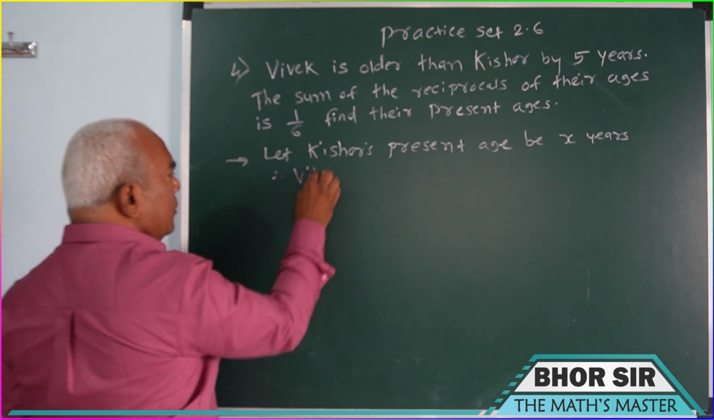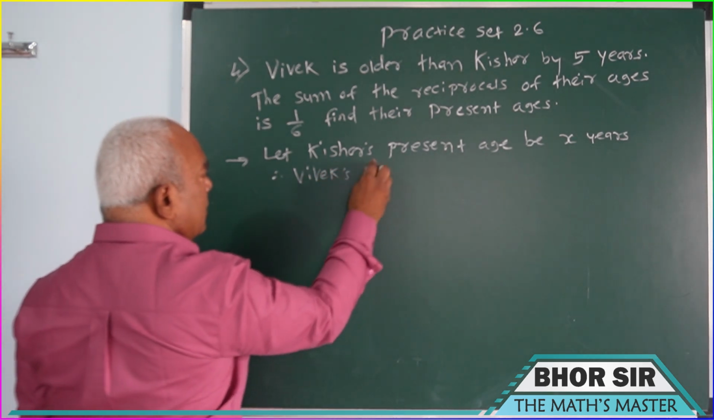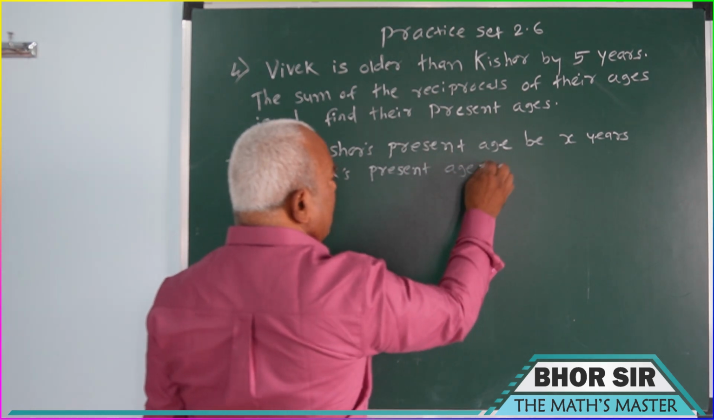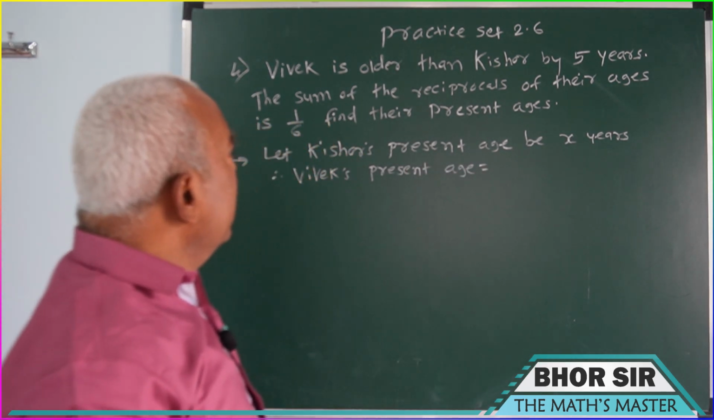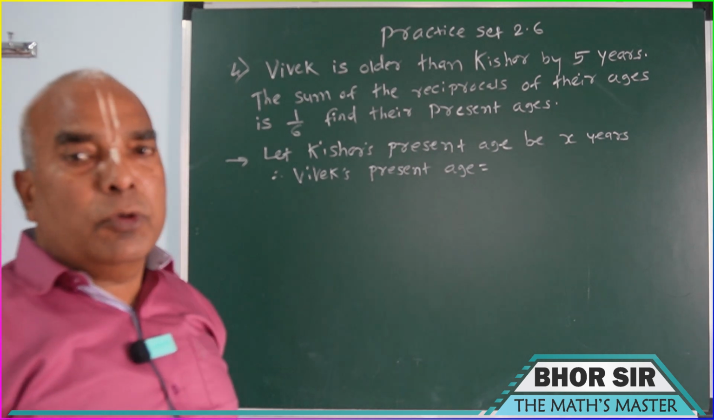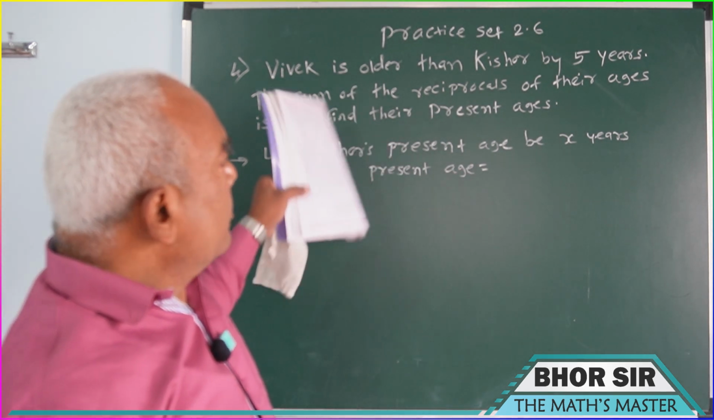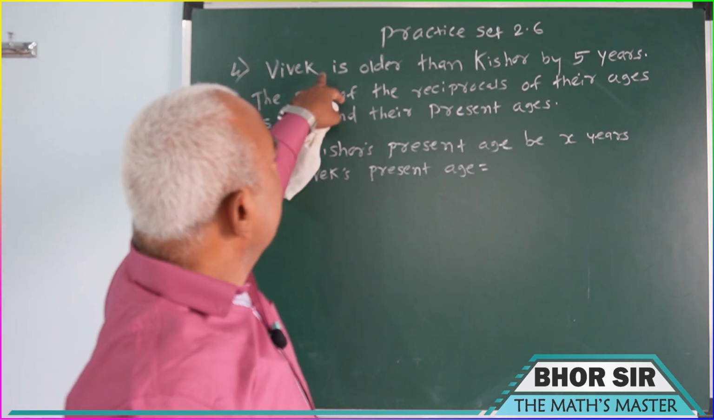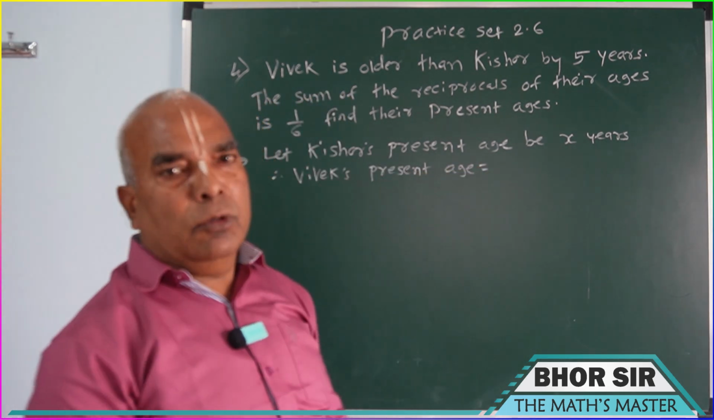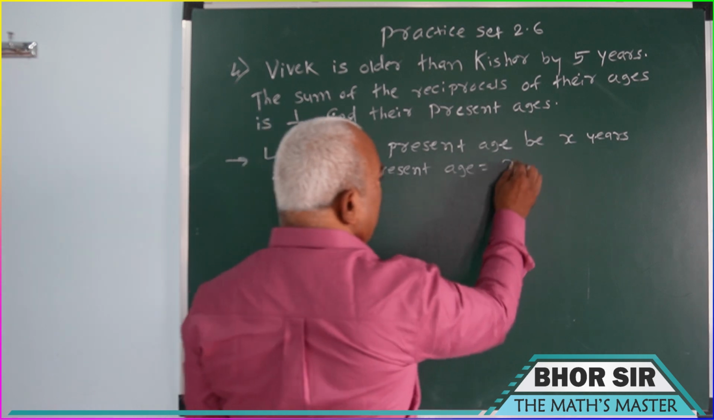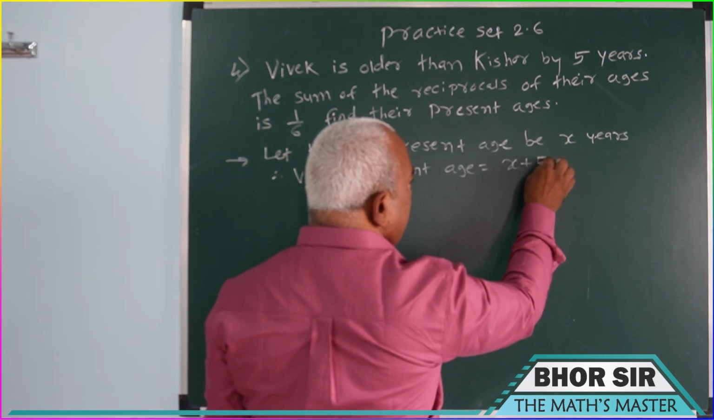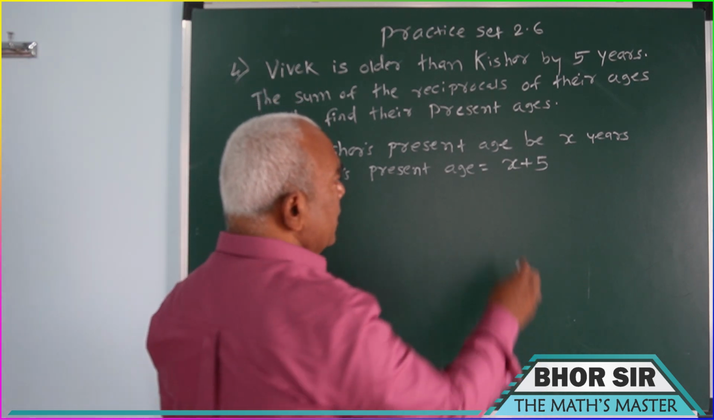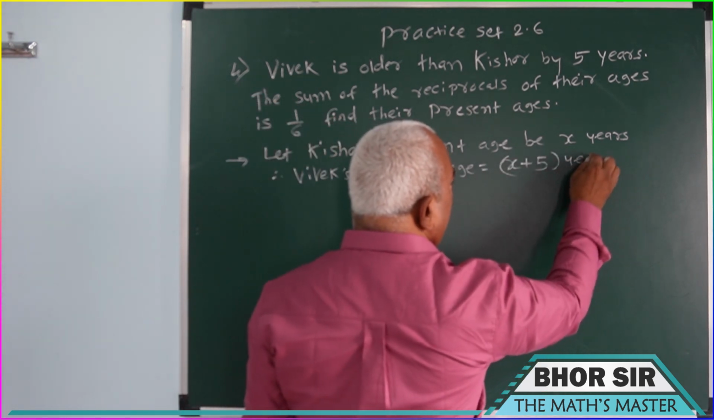Therefore, Vivek's present age equals how much? Vivek is older than Kishore by 5 years, so Vivek's age will be x plus 5. If he was younger, meaning smaller, it would be x minus 5. But now it is x plus 5 because Vivek is elder than Kishore by 5 years. Therefore, his age will be x plus 5 years.